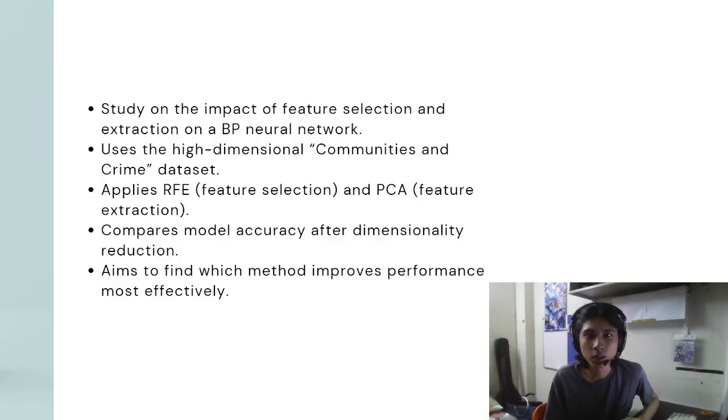So, for our group, this project investigates how feature selection and feature extraction affect the performance of a backpropagation neural network on the high dimensional communities and crime dataset. So, we use recursive feature elimination (RFE) and principal component analysis (PCA). The study compares model accuracy to identify which approach better reduces dimensionality while maintaining predictive performance.